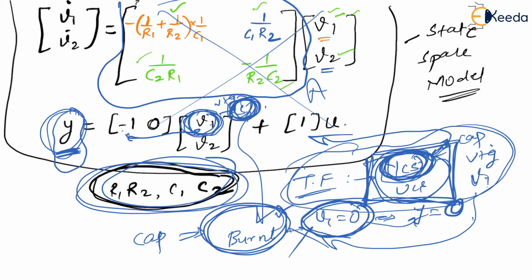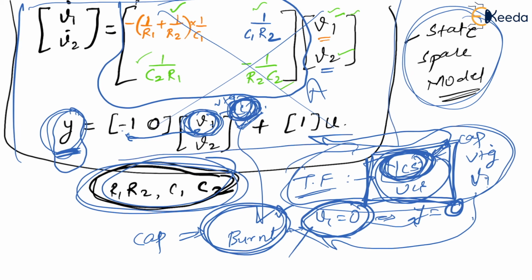But if you have the state space model, you will definitely understand that since it is dependent on capacitor voltage, the capacitor might have burnt out. That is the reason why my output is 0. Anyways, so this whole equation is called the state space model, and it has been derived from an electrical circuit. Thank you.